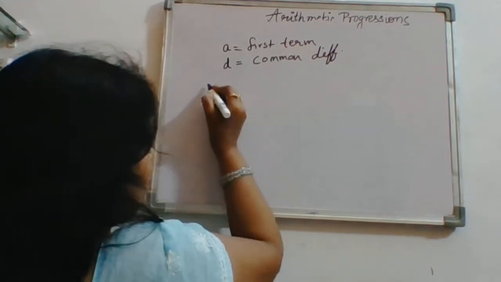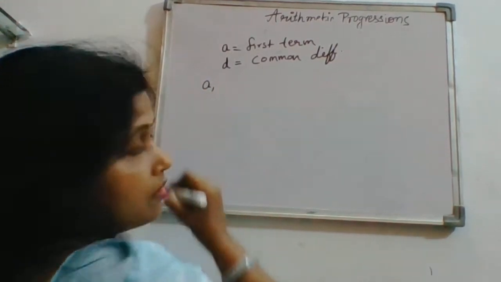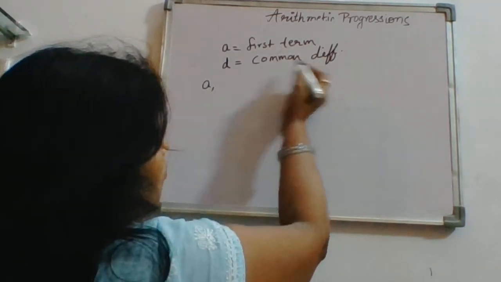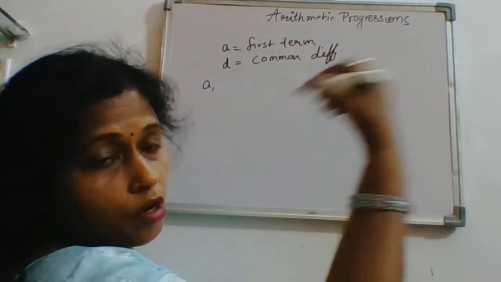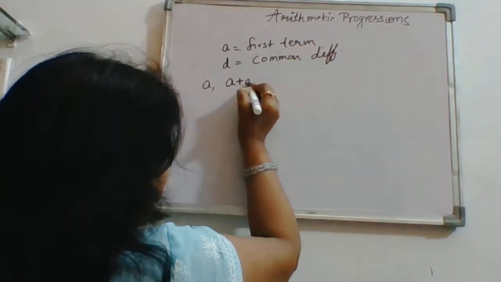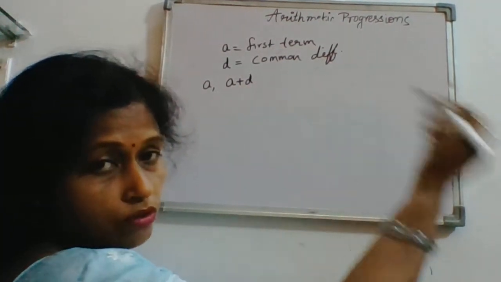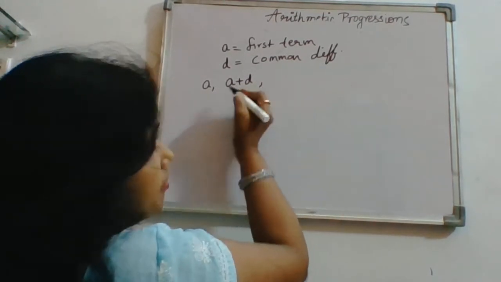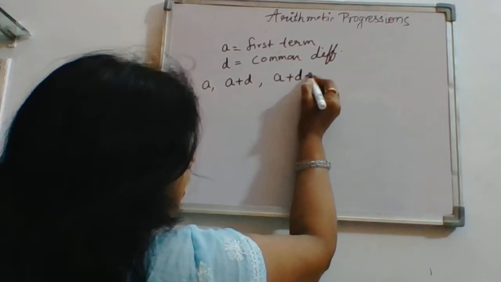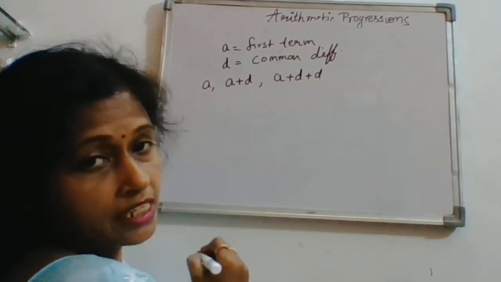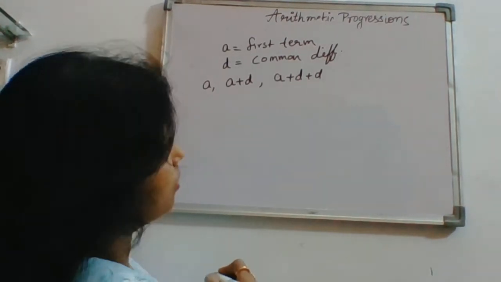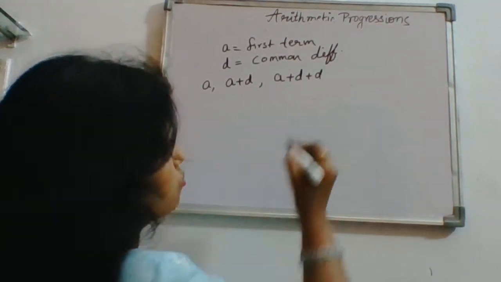Okay, so what we have learned here is that A is the first term. If we add the fixed number, that is the common difference, to the preceding term, we obtain the next. So the next term will be A plus D. Now the next one will be the preceding one, so it will be A plus D plus D, because A plus D is the preceding term and we will add this fixed number D to it. So this will be the next one.